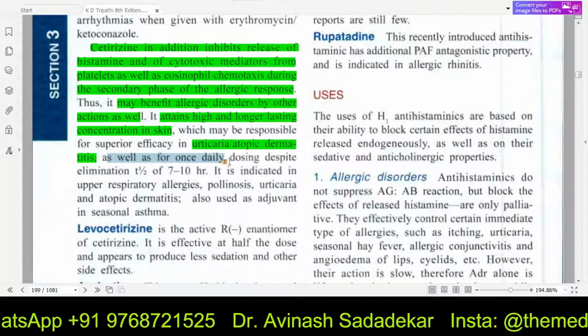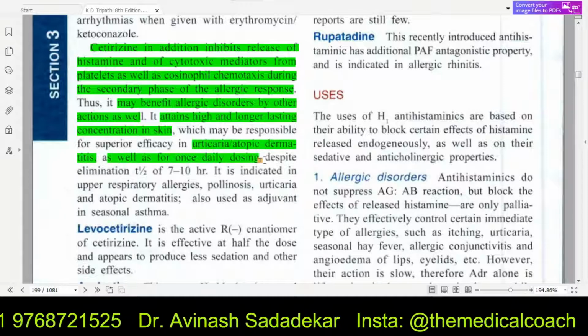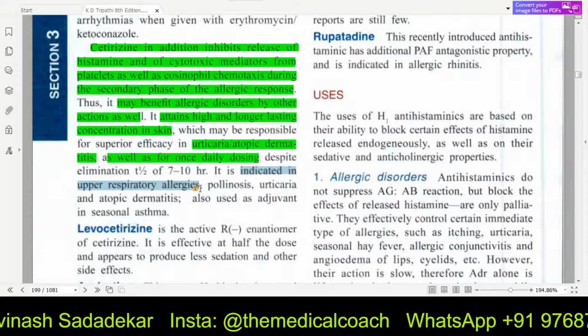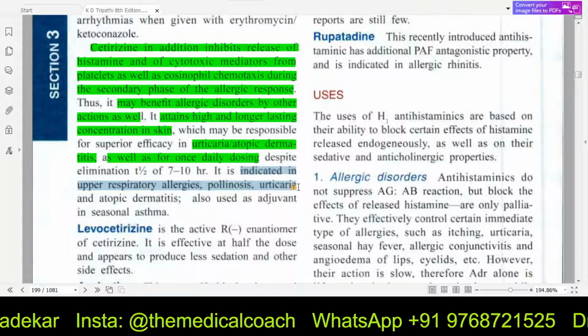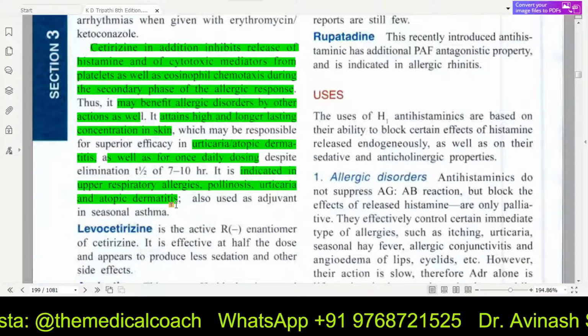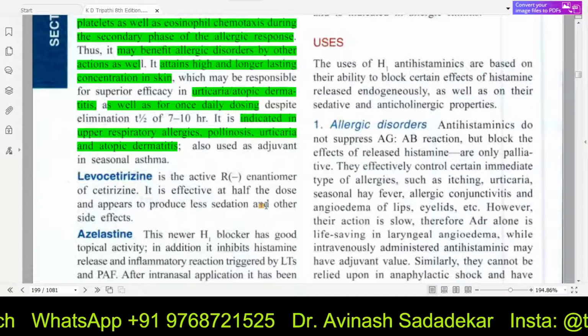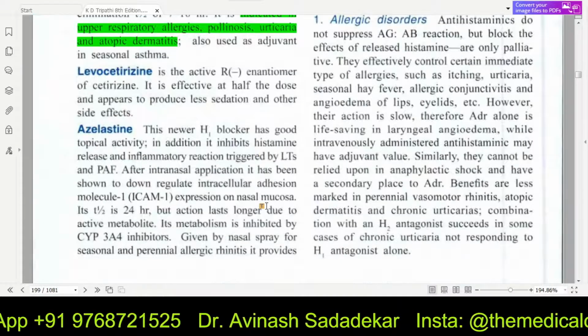Plus once daily dosing is good enough. We also give it for upper respiratory tract allergies, pollinosis, urticaria, atopic dermatitis, and it can even be used as an adjunct for seasonal asthma. That's that. Just do this much.